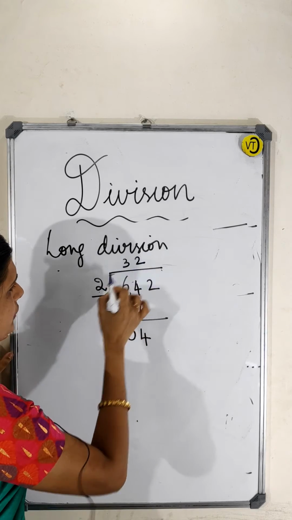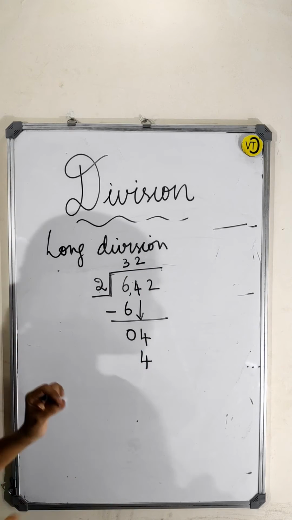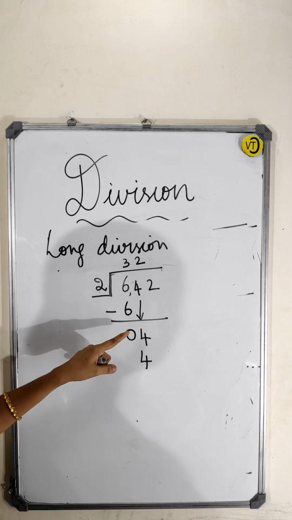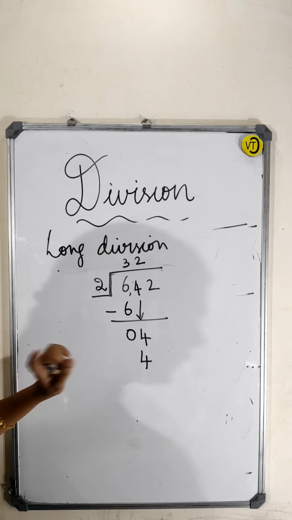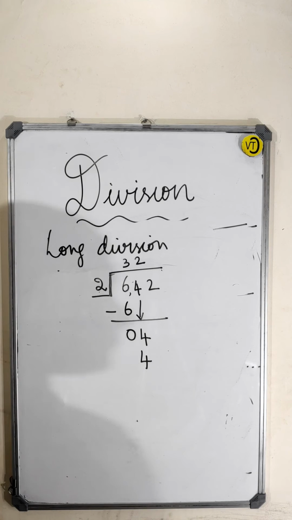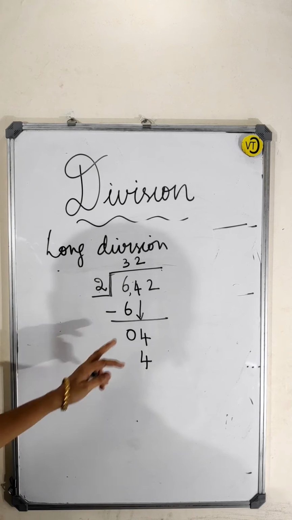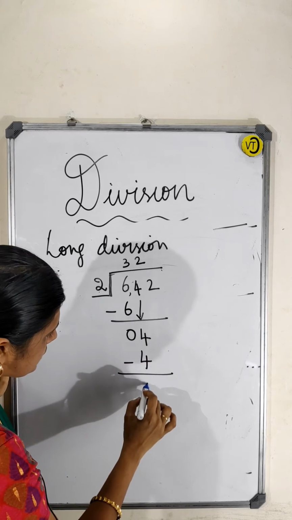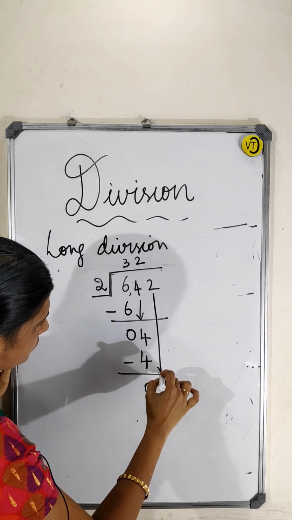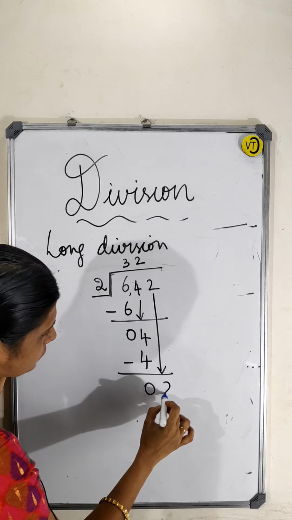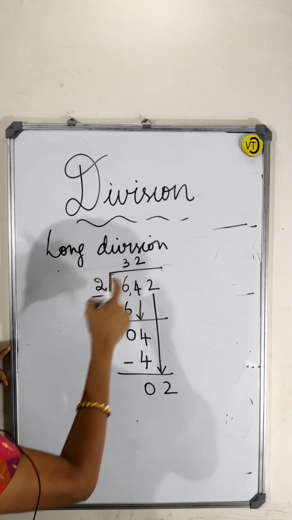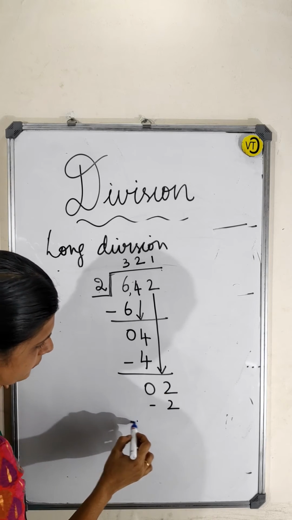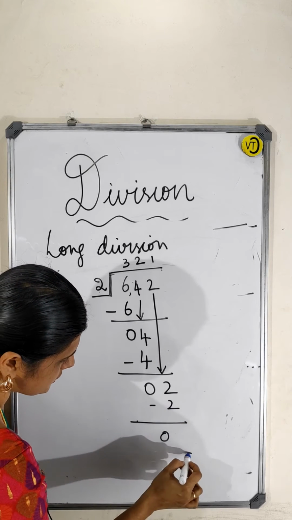You write it, 2 into 2 is equal to 4. Then you have to write this 4 under this 4. Yes, correct. So write the product of 4 in the tens place under that 4 and subtract it. 4 minus 4 is 0, and again you bring this 2 down. Again the 2 table, 2 into 1 is equal to 2. Again subtract both numbers. 2 minus 2 is equal to 0.